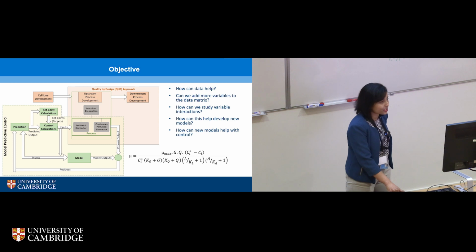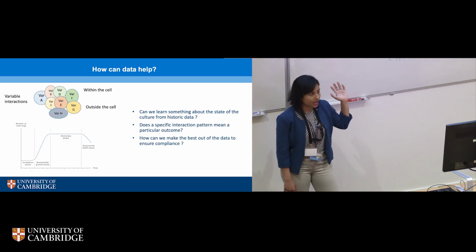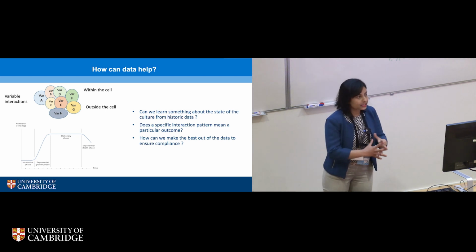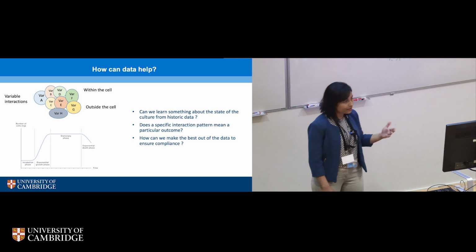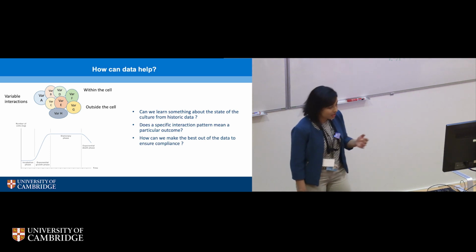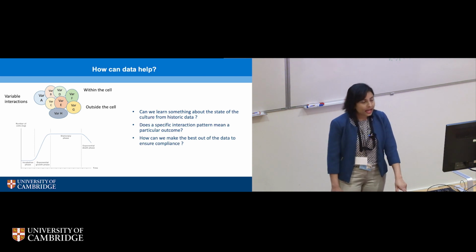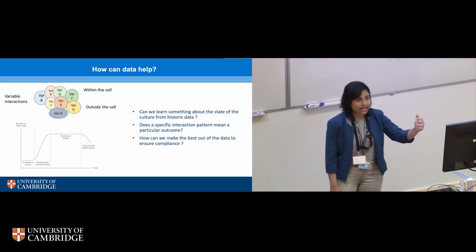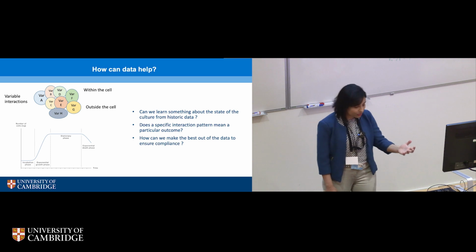So coming back to the question, how can data help? All of us must have at some point come across this cell growth curve. Cell growth has 3 different phases: a lag phase, log phase, and a stationary phase. What we often don't think about is that all of this is because of the variable interactions that happen within and outside the cells. And if we can understand these variable interactions, maybe we can control them better.